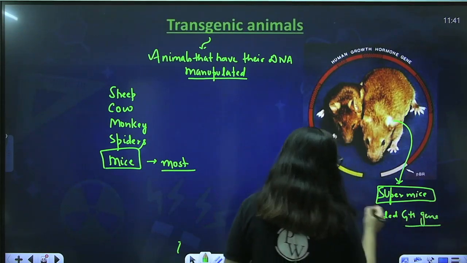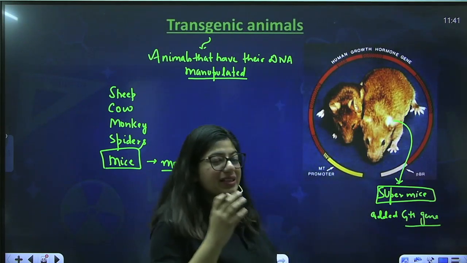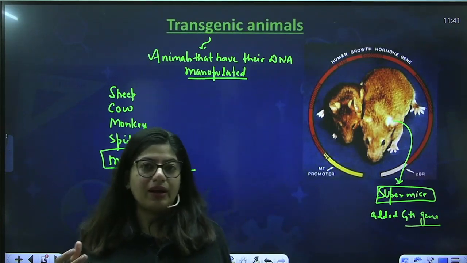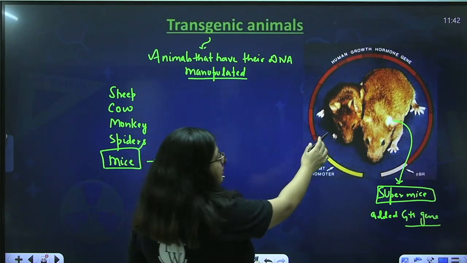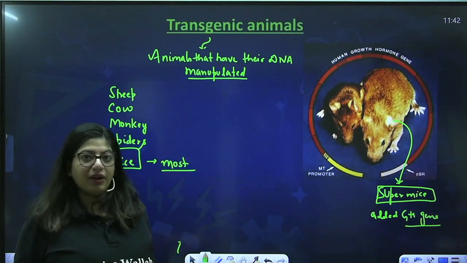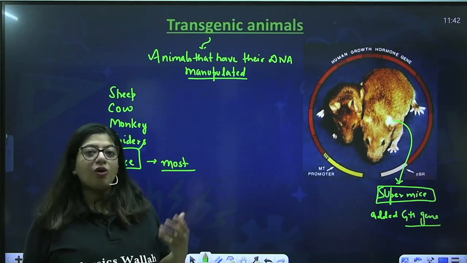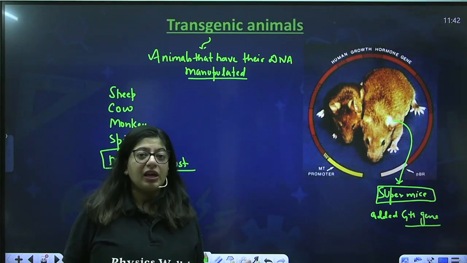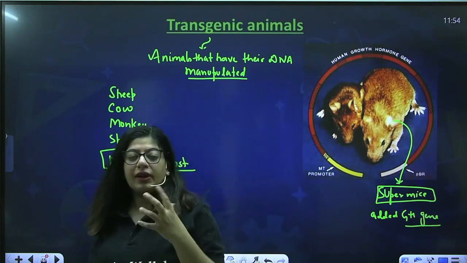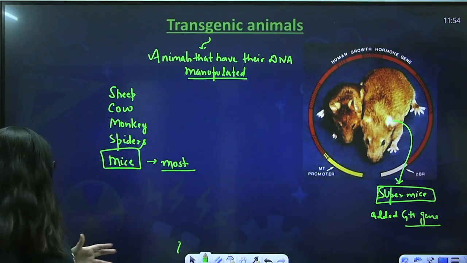GH means growth hormone. So in the super mice, there is excessive formation of growth hormone that leads to excessive growth of the mice. Normal mice is this size, but this transgenic mice is of a larger size. Fine. So this is one example of how you have manipulated animals. There are a number of examples. Let's start one by one. So let's see what other animals have been made transgenic.